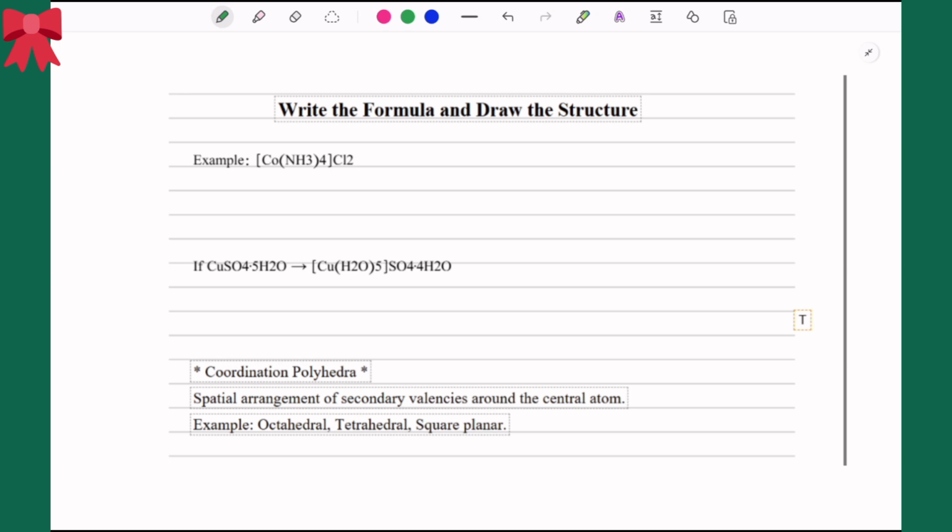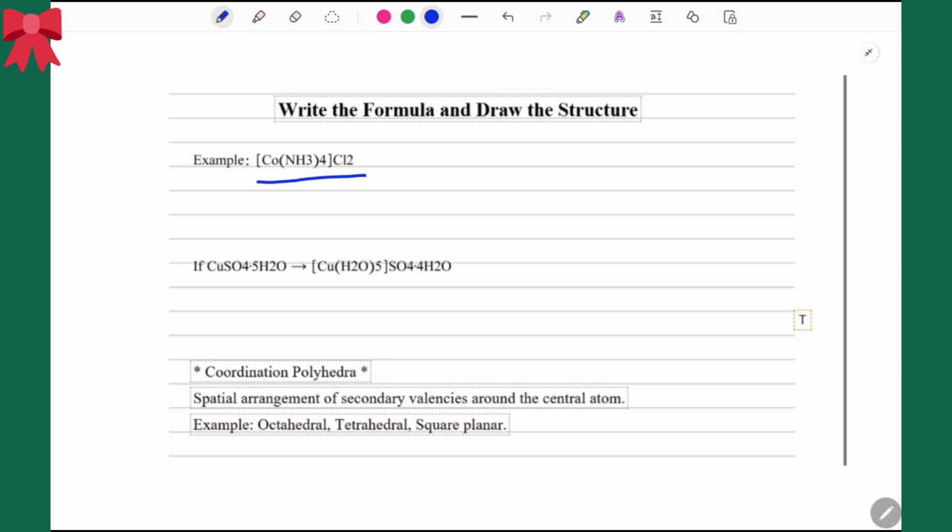Today we are going to start with the topic of coordination compounds, in which we will see how to write the formula and draw the structure of the compounds. These kinds of questions have often been asked in the board examination, and I am 100% confident that if you listen to this content carefully, you will get full marks in nomenclature. So let's get going. Let's go to the first example.